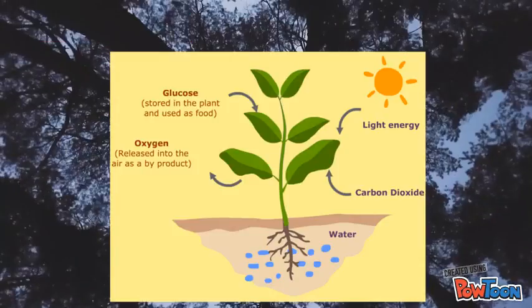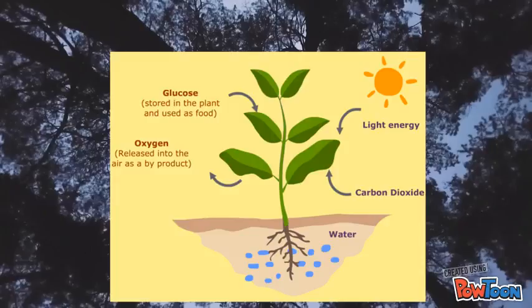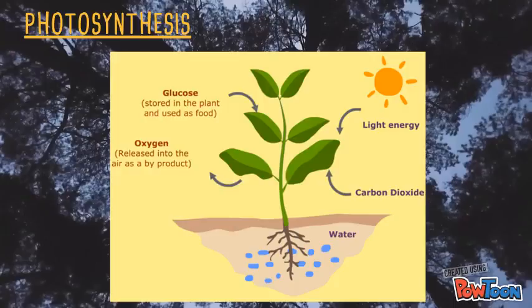As we can see, glucose is stored in the plant and used as food, and the plant absorbs light energy and emits oxygen. Also, the plant receives the carbon dioxide.